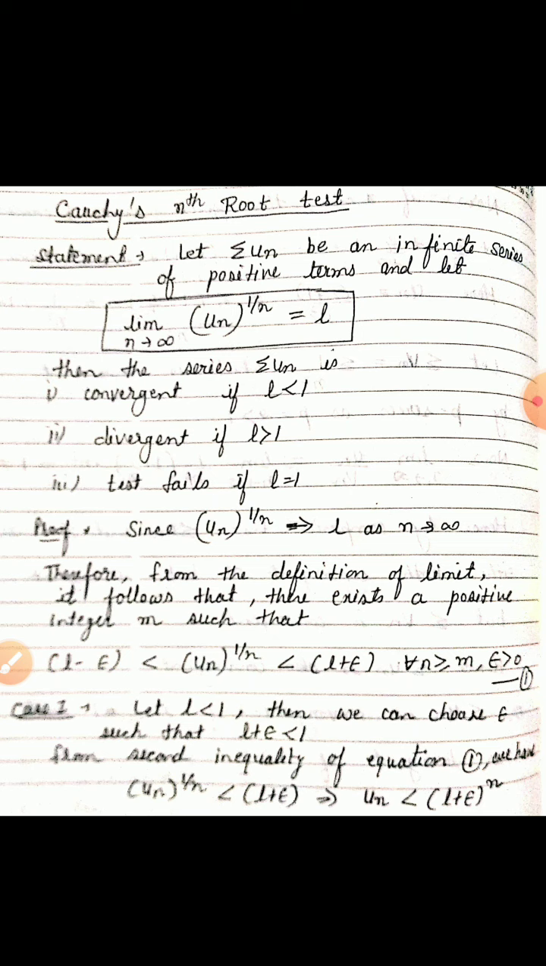So consider case 1. Let L be less than 1. Then we can choose epsilon such that L plus epsilon is also less than 1, since epsilon is a very small positive quantity. From the second inequality of equation 1, we have un power 1 by n is less than L plus epsilon. From here we can write that un is less than (L plus epsilon) whole power n.